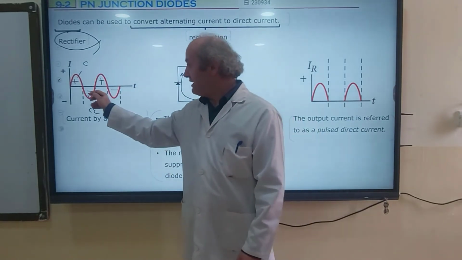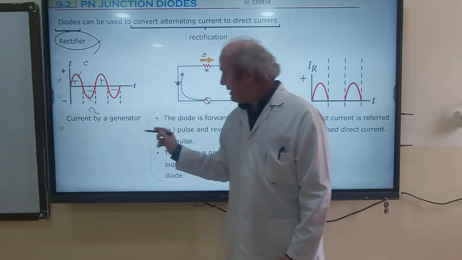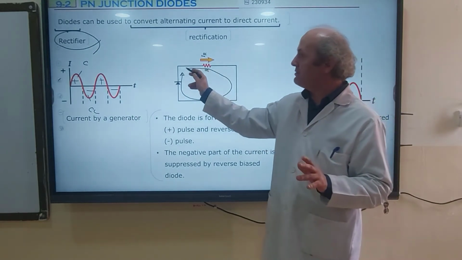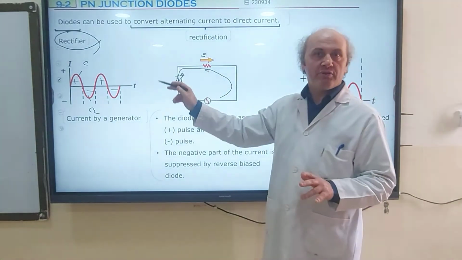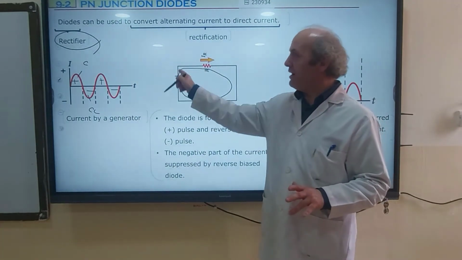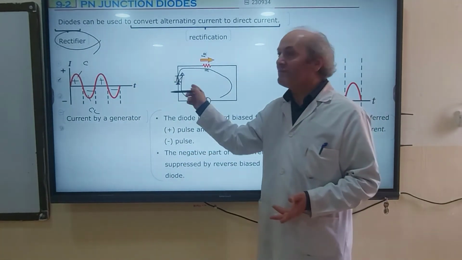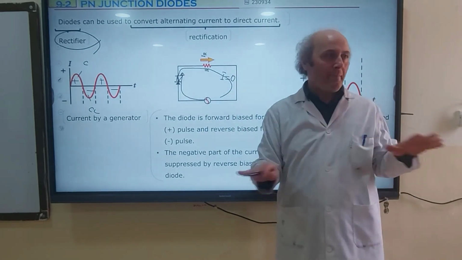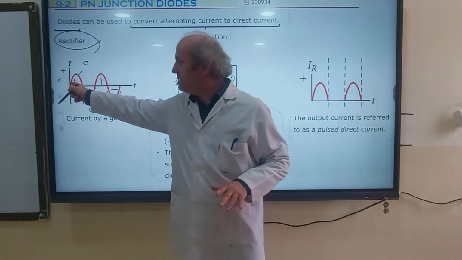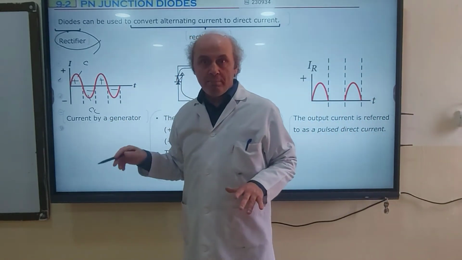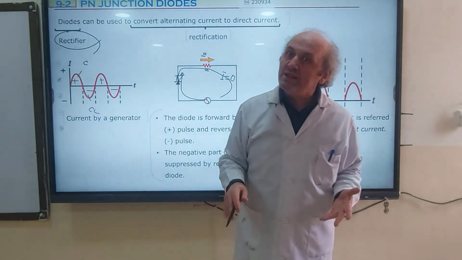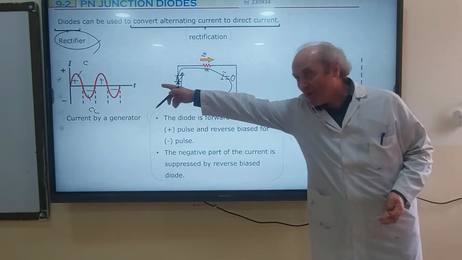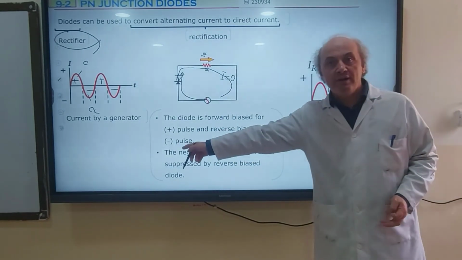But what does negative mean? Counterclockwise. When the generator changes the electric current direction to counterclockwise, the direction of the counterclockwise current and the arrow is opposite. So this diode will not let counterclockwise current through. It will stop it. Only clockwise, which is positive, will reach the load, but counterclockwise, which is negative, will not. So the diode is forward biased for positive pulses and reverse biased for negative pulses.